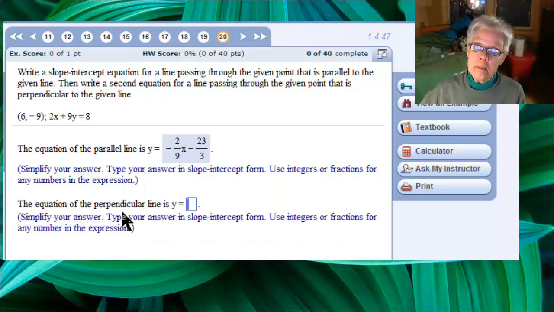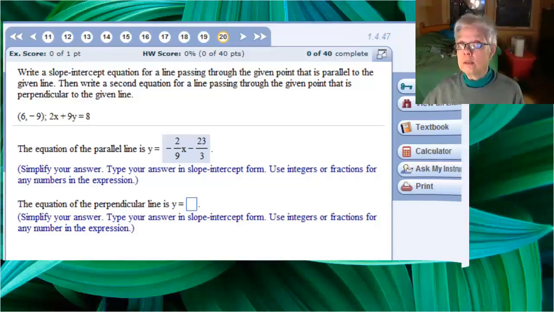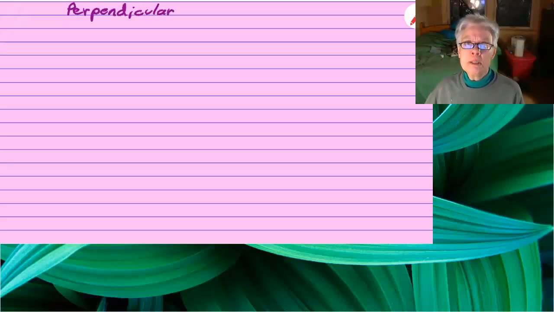Now comes the second part of the question. We're going to find the equation of a line that's perpendicular to 2x plus 9y equals 8. Again, no decimals in the equation, which includes the slope. So now we come to the very unusual and difficult relationship between the slopes of lines that are perpendicular. The two slopes are called opposite reciprocals. That means they're reciprocals with opposite signs.